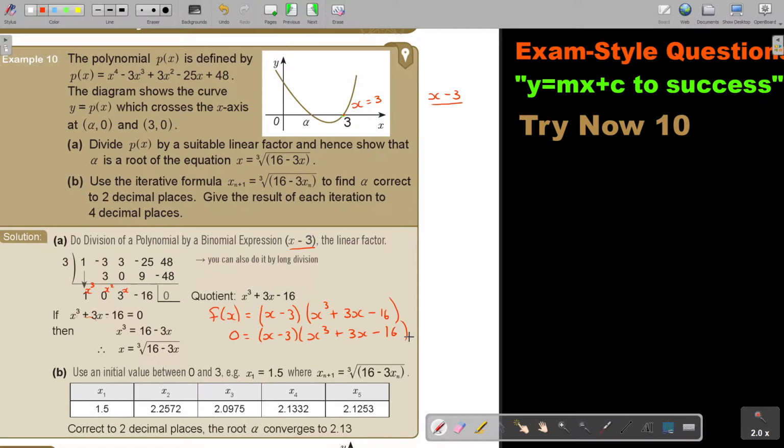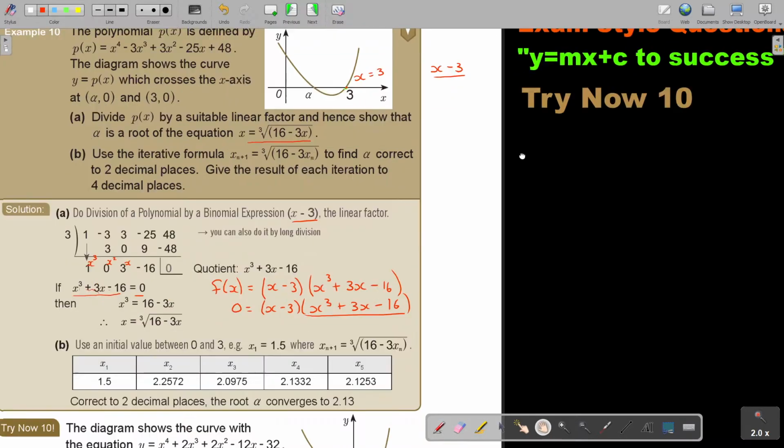So where it cuts the x-axis, it means either this one is 0 or this one is 0. That's the reason why I put it equal to 0. And now I make x the subject, this x the subject, because I can see they are leading me there, and I have to look always. I can see it's 16 minus 3x and then I take the cube root. Remember, it's very important in this chapter, the way we manipulate the equation.